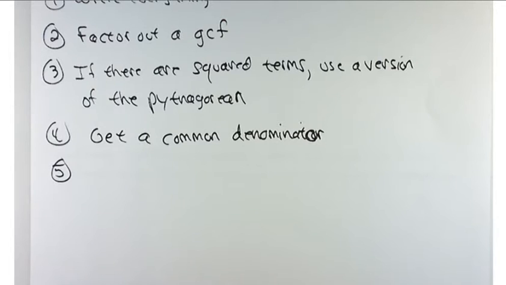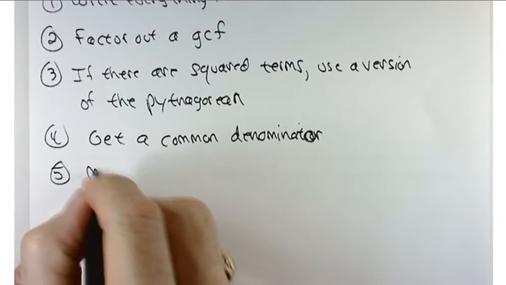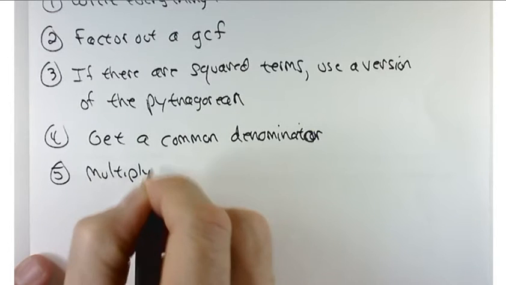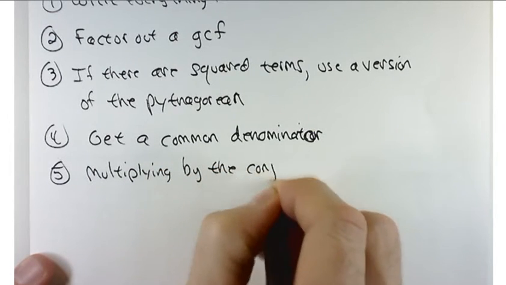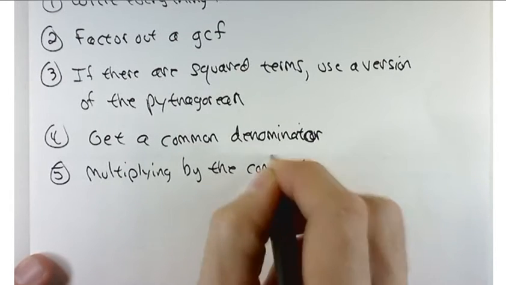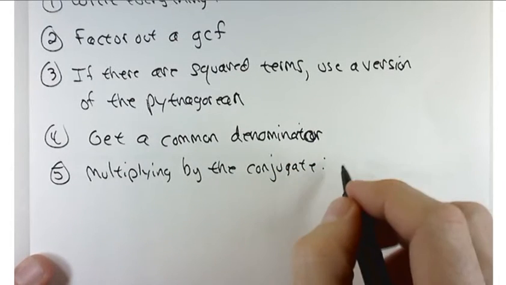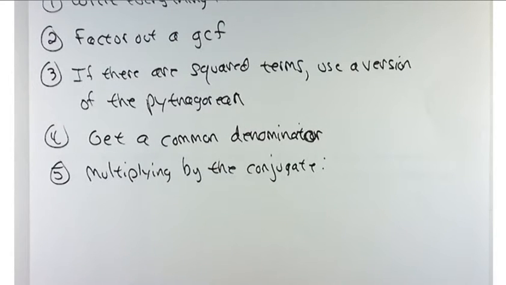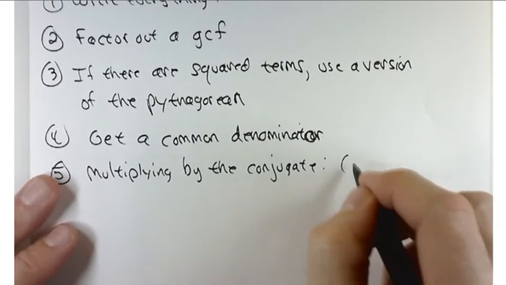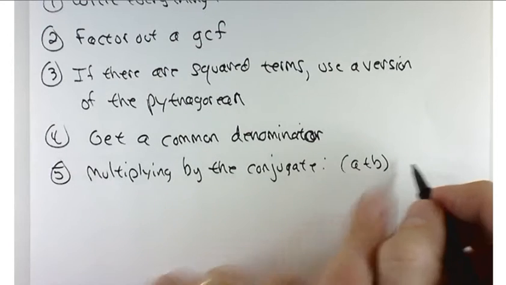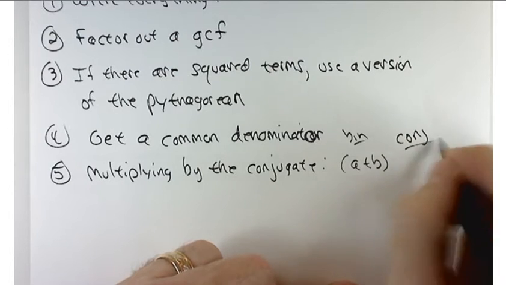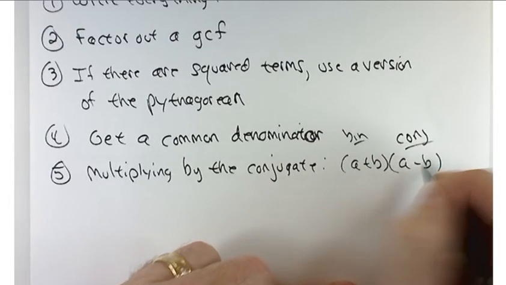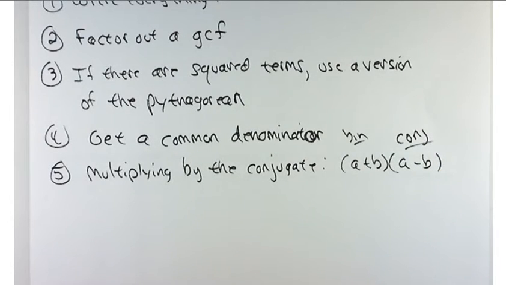You can try multiplying by the conjugate. Let me remind you of what the conjugate is. The conjugate is when you're dealing with binomials. So you could have one binomial, a plus b. Its conjugate, anyone? A minus b. You're just going to change the sign. If you had a minus b, the conjugate would be a plus b.